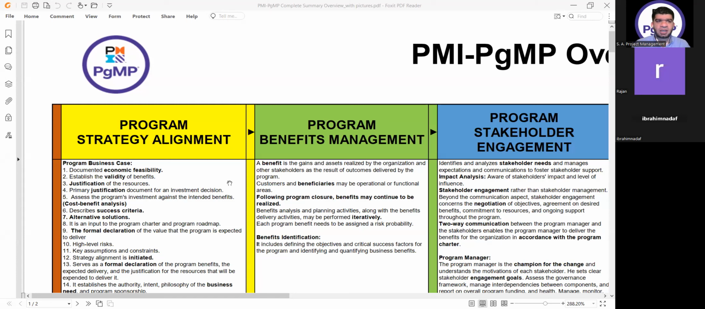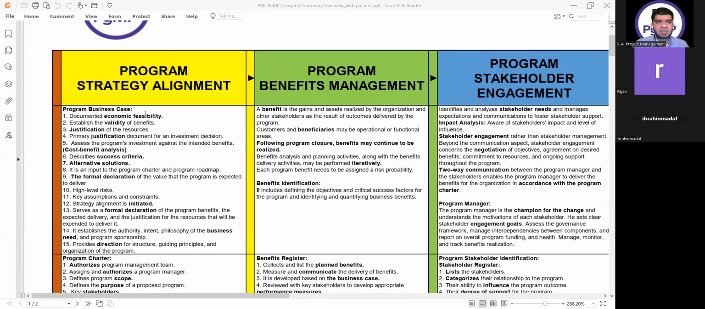From the program strategy alignment, the most important documents that we are getting are the program business case, program charter, and the program roadmap. In the business case, the keywords are economic feasibility, validity of the benefits, justification of the resources, cost benefit analysis, success criteria, alternative solutions, formal declaration, and a few other words. But the most important concept is that it is the first document that we are making in our program.